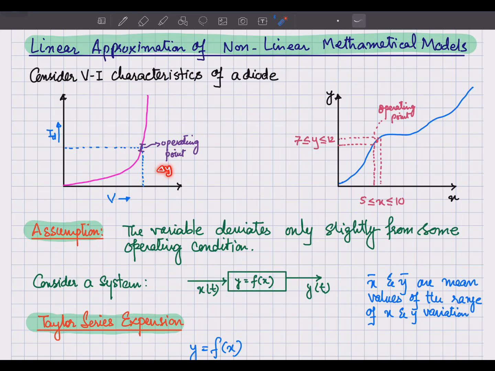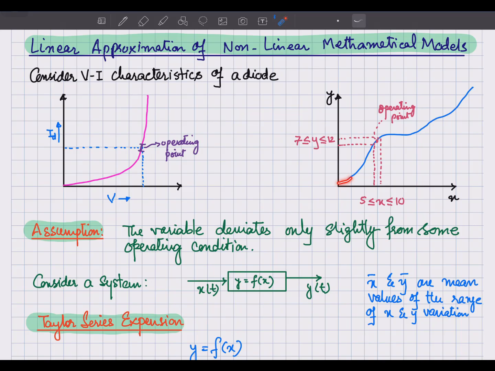So delta x is approaching 0, and delta y is also approaching 0. That means the variation along the x-axis is very small, and the variation along the y-axis is also very small. So with this assumption we can consider this function as a linear function in this small interval, or in this small range.